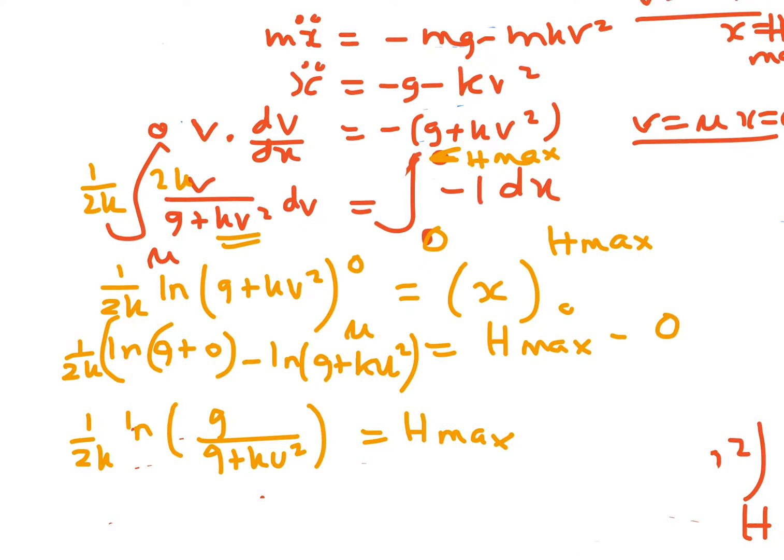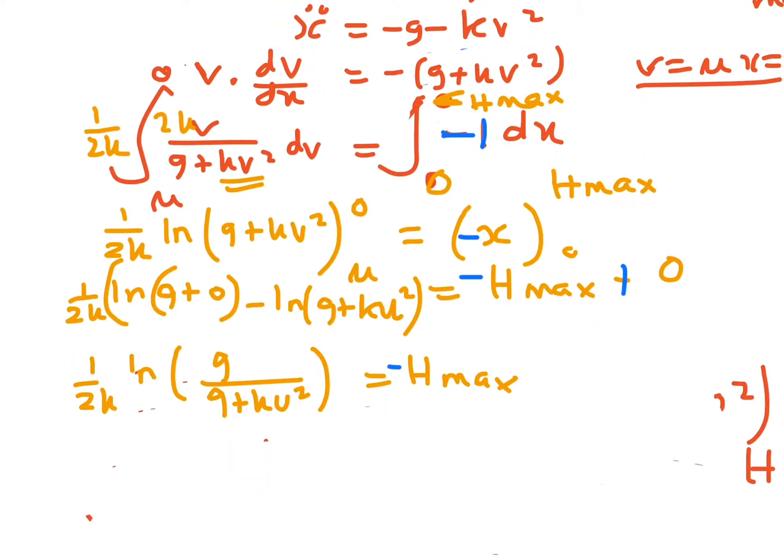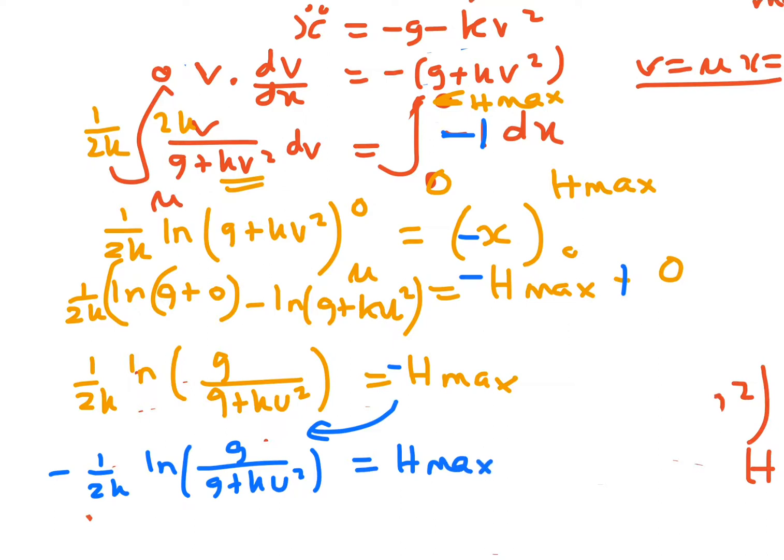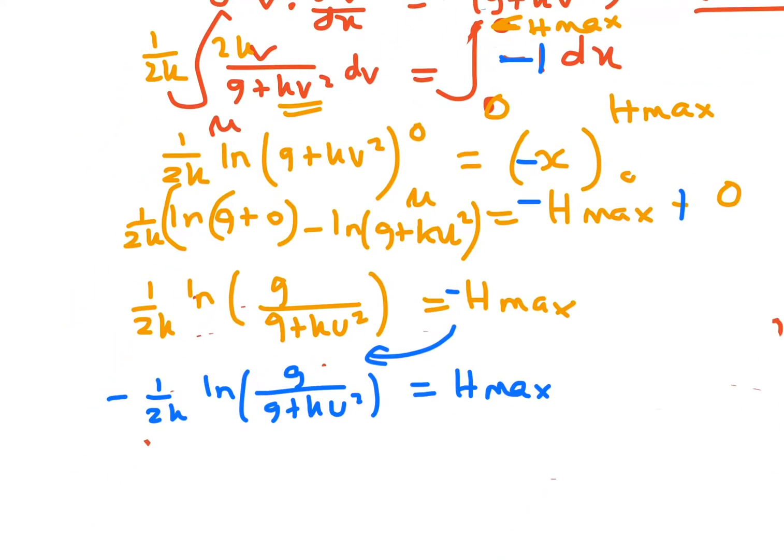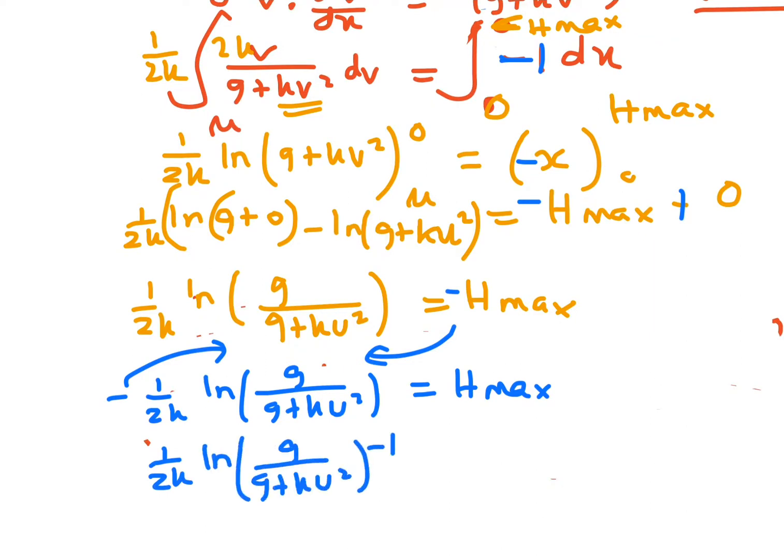I know what I forgot. I left the negative out of the x, because that's negative 1. So that would be minus h. And that means when I bring the minus over, it's 1 on 2k, minus ln of g on g plus ku squared, equals h max. And then the minus here, when I bring that up as an index, will flip it: g on g plus ku squared to the power of minus 1 equals h max.